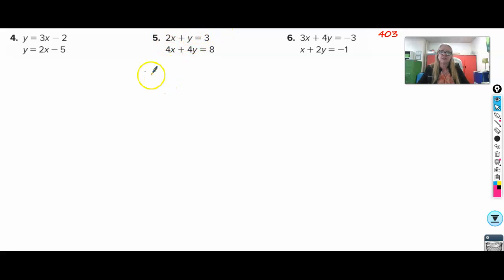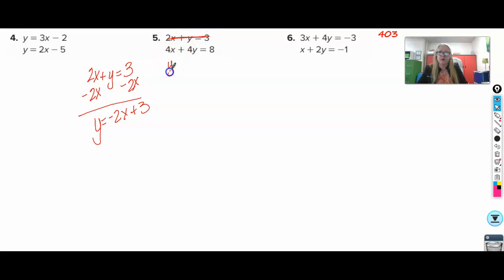So I'm going to go after this equation right here, 2x plus y equals 3, because it's very easy to solve this for one of the variables. By subtracting 2x from both sides, I have y equals negative 2x plus 3. So now instead of this equation, in my system of equations, I have y equals negative 2x plus 3 as the second equation. Now I can substitute this quantity for y.